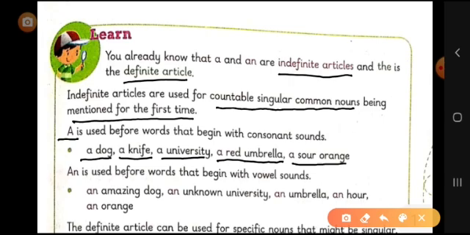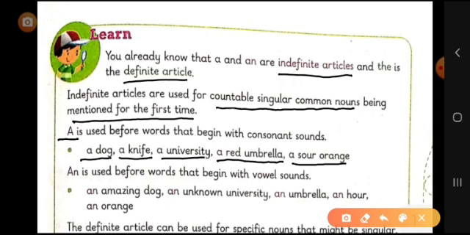So these are some words which have a consonant sound. Although you can see a is used before the word university, which begins with a vowel, it sounds consonant when pronounced. That is why a is used before a vowel that sounds like a consonant.